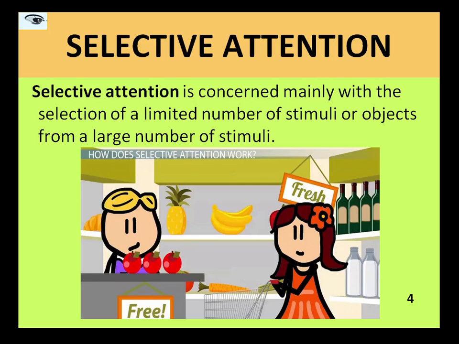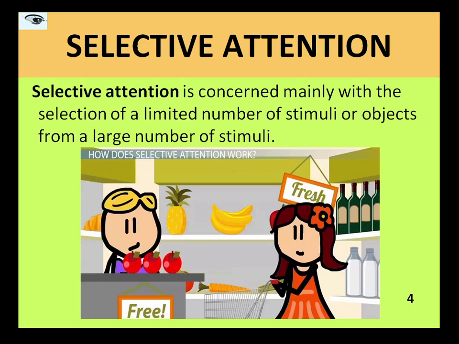Hello, everyone. So, today we'll be discussing the topic of selective attention and, of course, the factors affecting selective attention. So, firstly, let us understand what selective attention is. Selective attention is mainly to do with the selection of a limited number of stimuli or objects from a large number of stimuli.